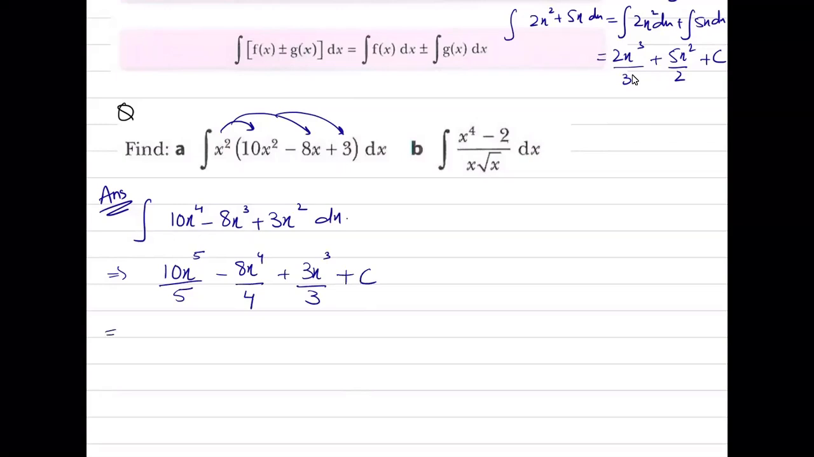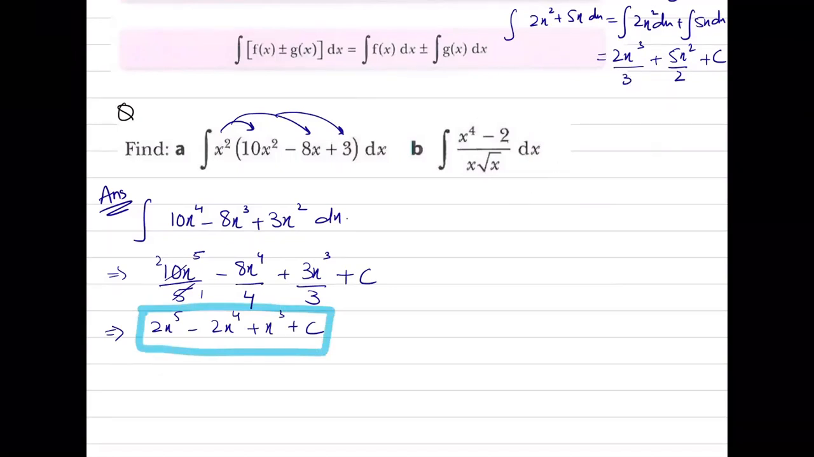And as a final step, you can simplify this: 2x to the power of 5 minus 2x to the power of 4 plus x cubed plus c. Is this clear? Yeah, sir. Okay. Try the next one.